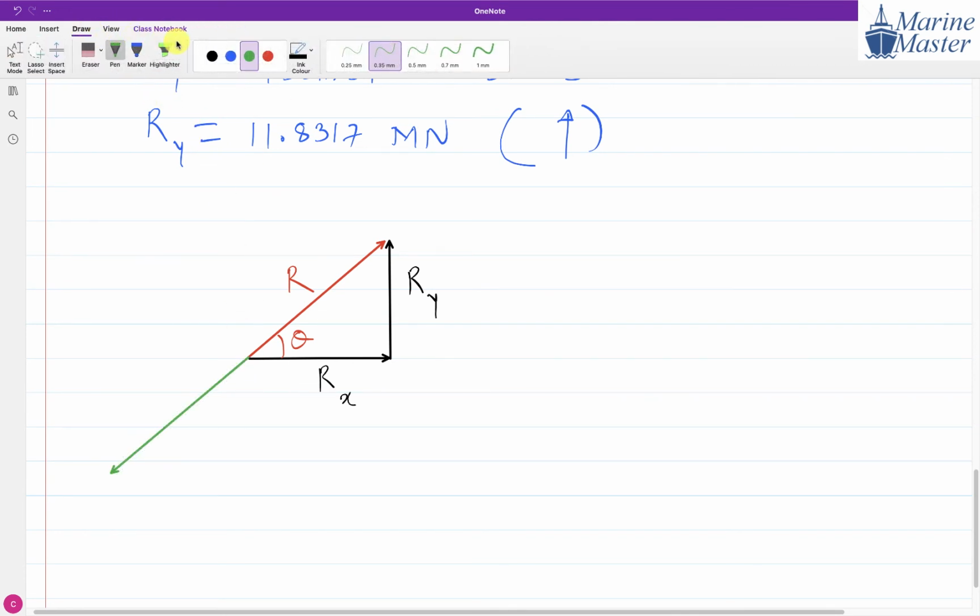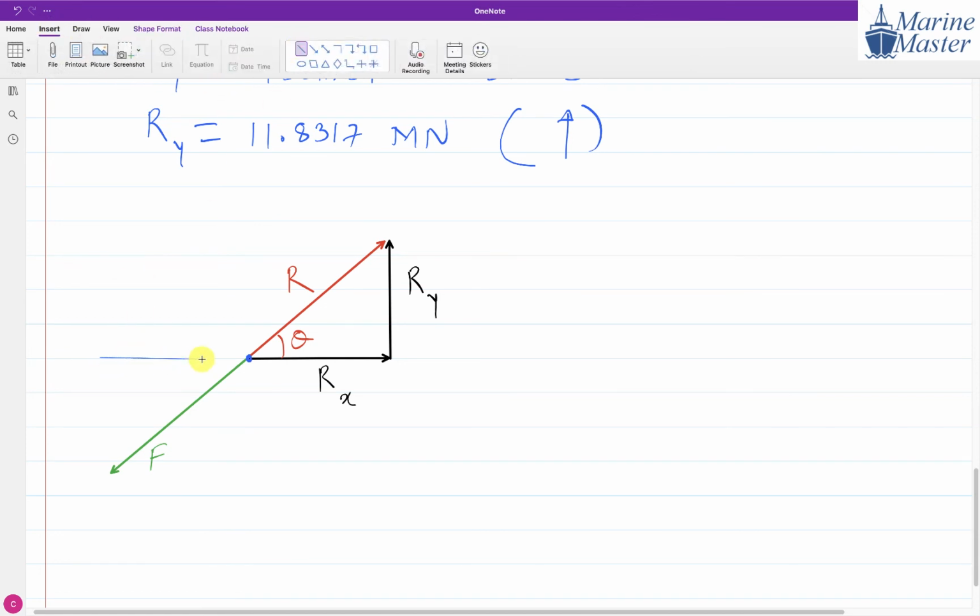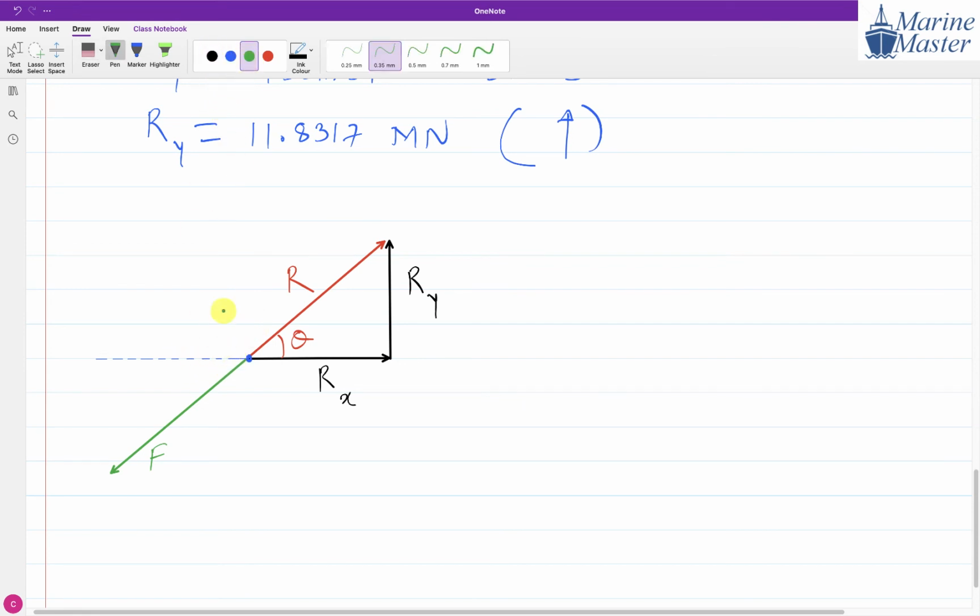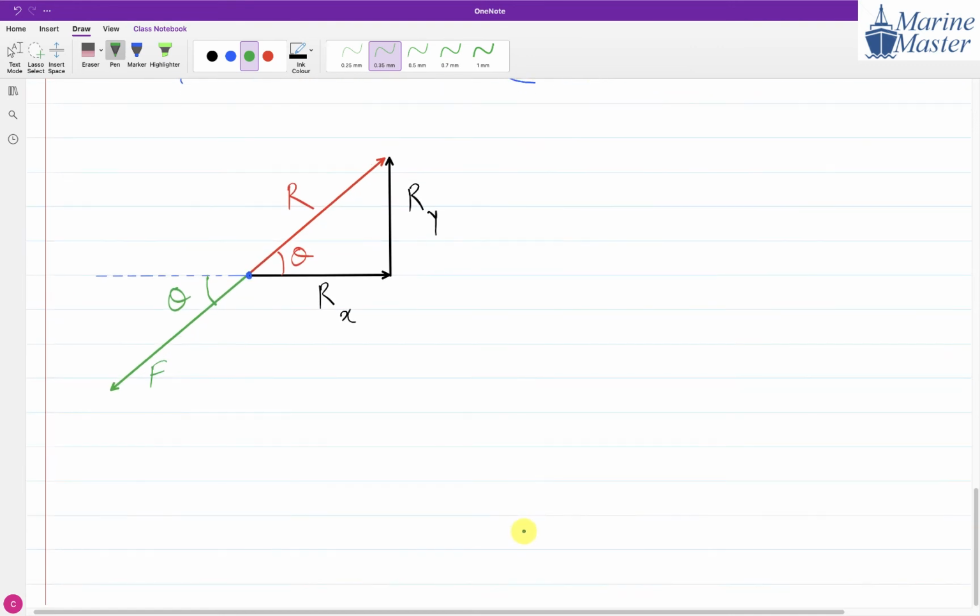Try to see the point here, what your teacher wants to say. Exactly, because R and F must be equal and opposite. If you draw one dotted horizontal line from here, just imagine a dotted horizontal line, so this angle will become how much? Theta. So this angle will become theta. Now try to see the scenario here.